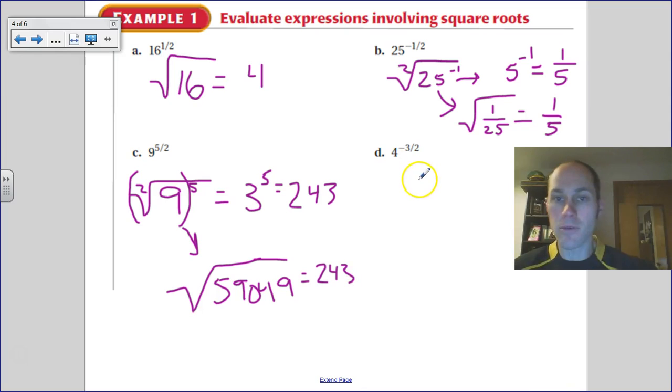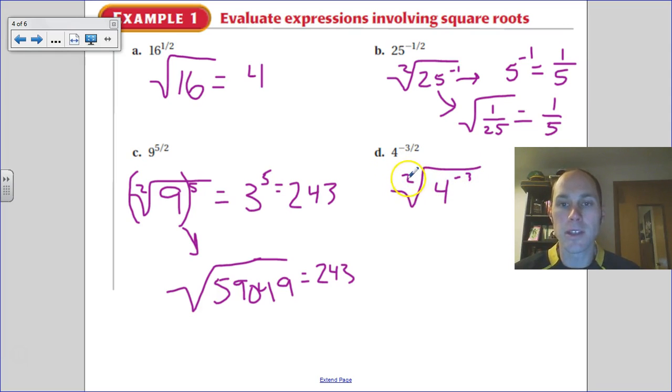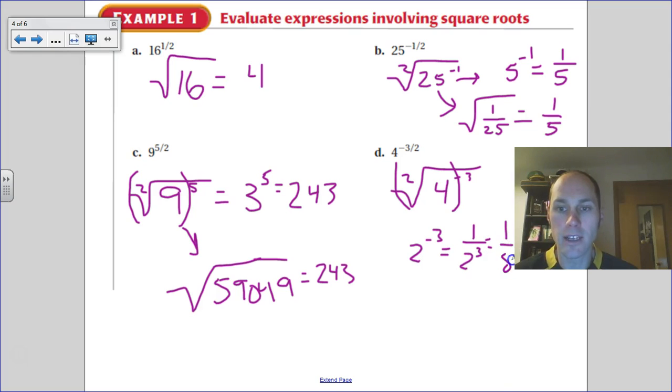So 4 to the negative 3/2 is 4 square root to the negative third power. Notice I don't need to put this 2 here every time. I'm just doing that to show you the connections between the exponent and the radical sign. So I'm going to take the square root first. Square root of 4 is 2, raised to the negative third power, which means I'm dividing by 2 three times. 2 to the third power is 8, so 1 over 8 will be our solution there.